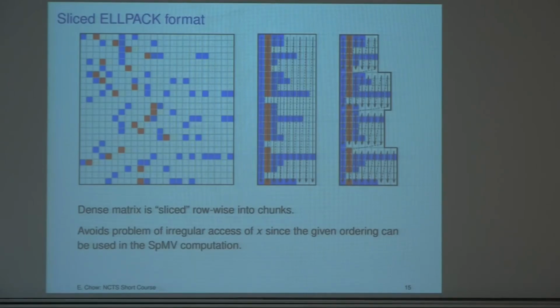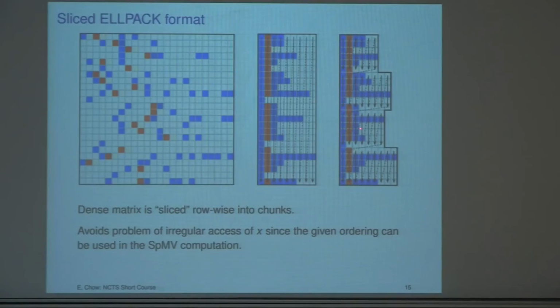Here's another solution. This is called the sliced Lpack format, and this is a relatively recent solution. So here is the Lpack format. Remember it's a dense matrix, and we're going to slice this dense matrix into chunks. And in this example, we're choosing chunks of 6 rows. So we're going to pick 6 rows and slice it, 6 rows and slice it, 6 rows and slice it. And you can see that in each chunk, we're going to use Lpack format.